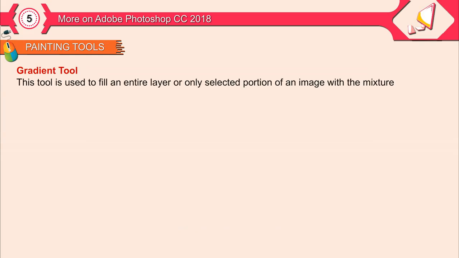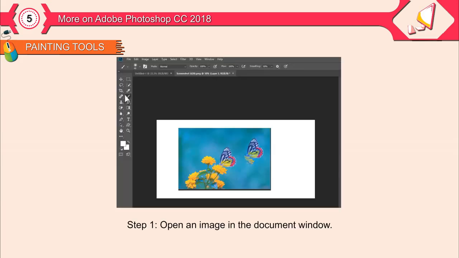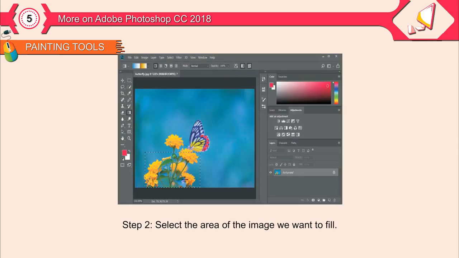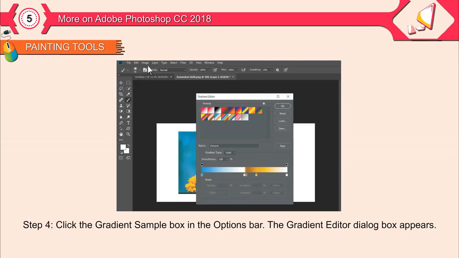Gradient tool. This tool is used to fill an entire layer or any selected portion of an image with the mixture of multiple colors. To use the gradient tool, follow the given steps. Step 1. Open an image in the document window. Step 2. Select the area of the image we want to fill. Step 3. Click on the gradient tool in the tools panel. The options bar displays the options associated with the gradient tool. Step 4. Click the gradient sample box in the options bar.